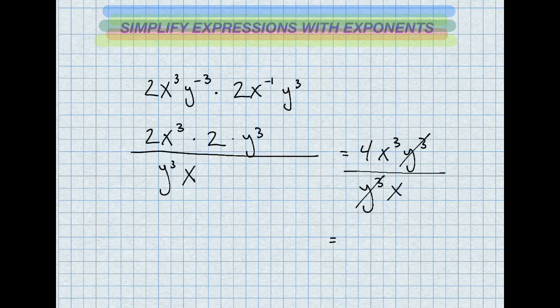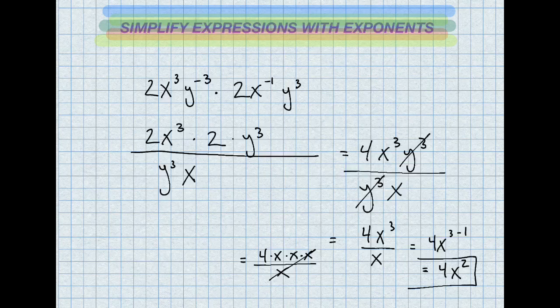What we're left with is 4x cubed over x, or 4x to the 3 minus 1, just 4x squared. We're just simplifying by using our rules. Basically, I have 4 times x times x times x over x. I just cancel one of those. What I'm left with is 4 times x times x, or 4x squared. So there's our final answer, 4x squared.